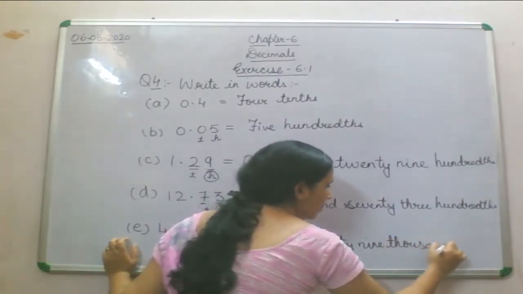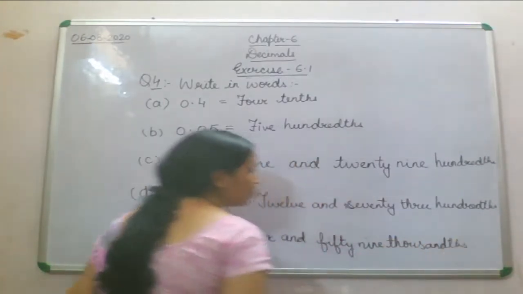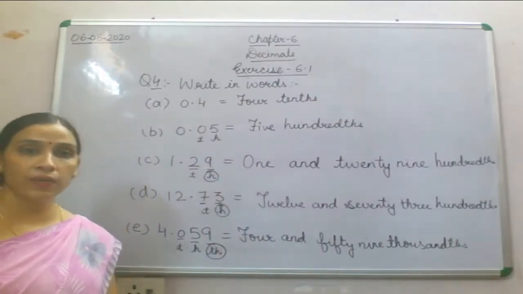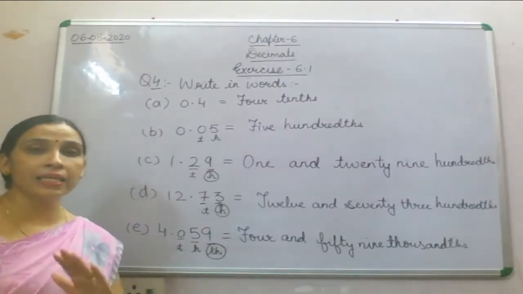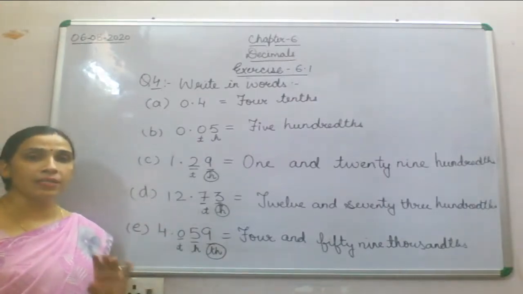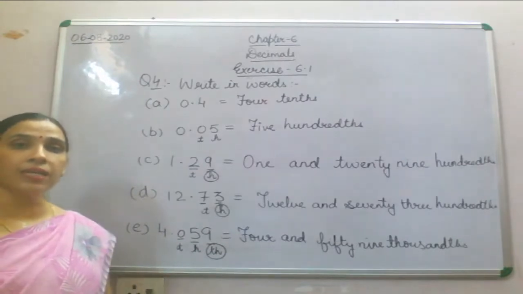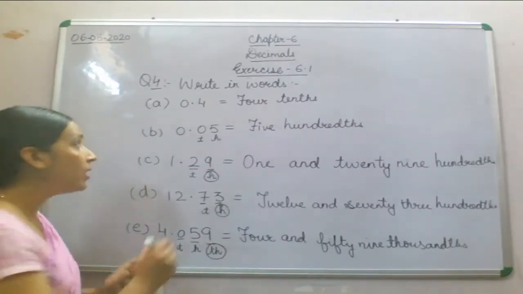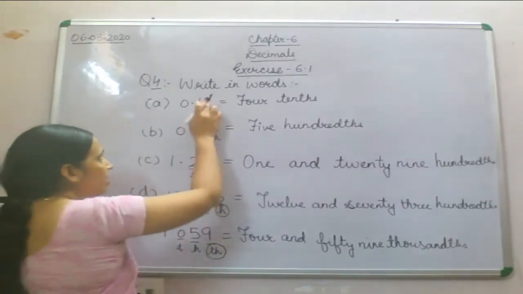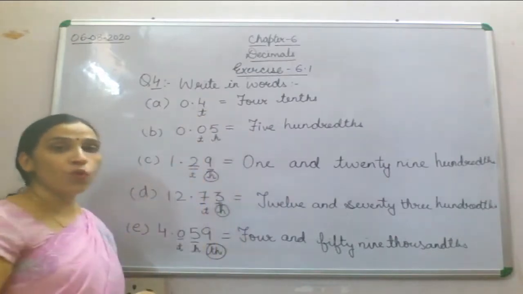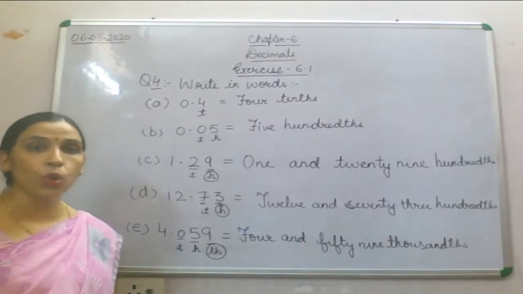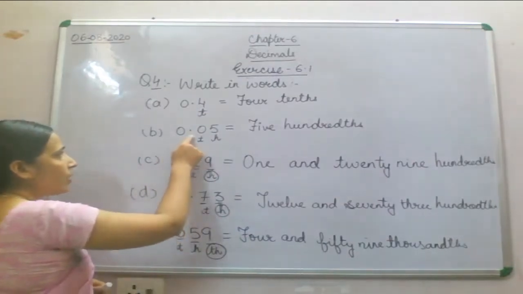So we'll see this question again. Question number 4, write in words. You have been given decimal numbers, and you have to write these decimal numbers in words. So first, A part is 0.4. Now after the decimal you have only one place, which is your tenths place. So you are going to write it as 4 tenths. Now we'll come to B part. I hope the A part is clear to you all. Now B part is 0.05.